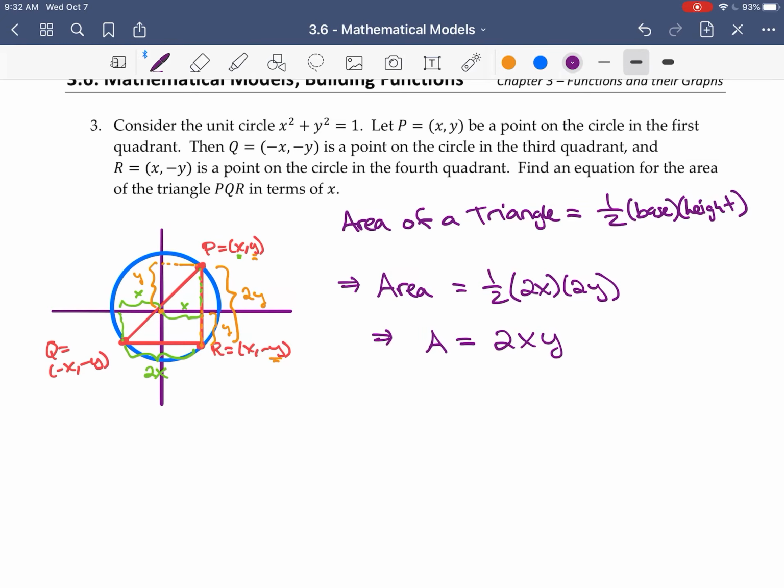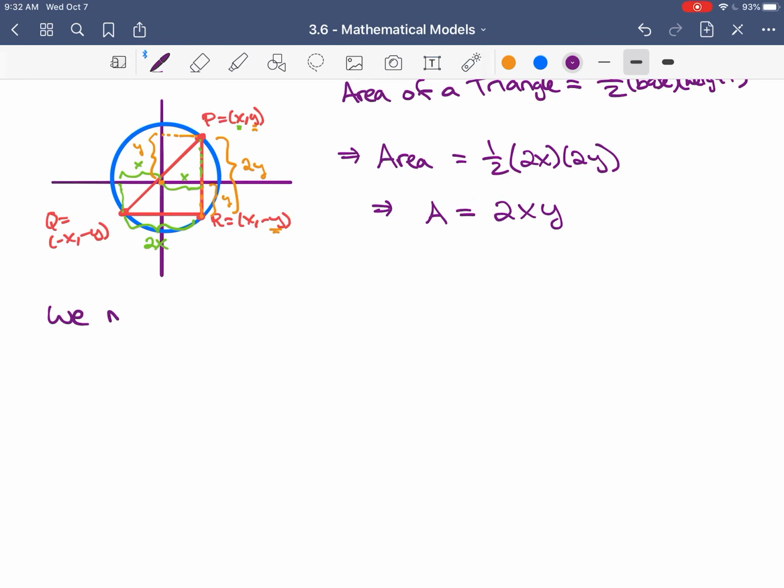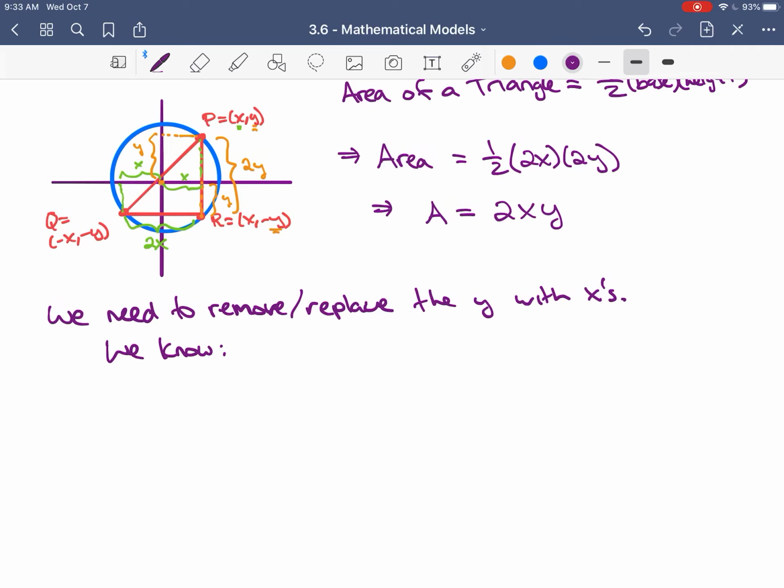Now we want it in terms of only x. So we need to replace the y with some form of x. So we want y as a function of x. We know that they satisfy the equation x squared plus y squared is equal to 1 because the point P is on the circle, right? So they have to satisfy the circle equation.